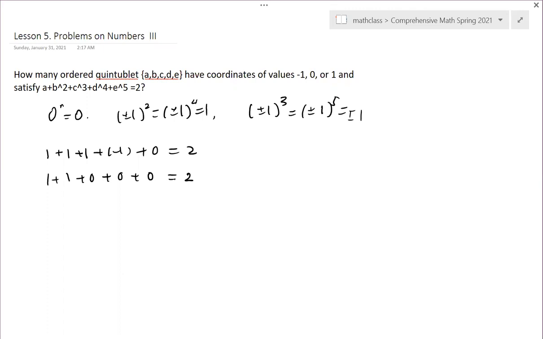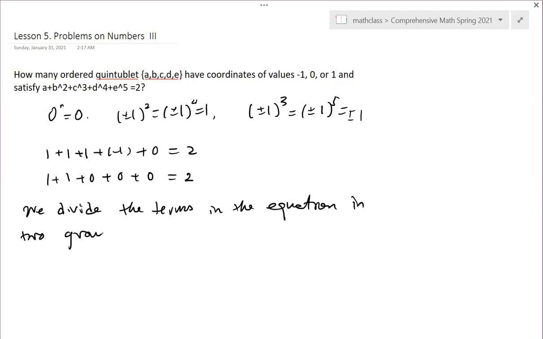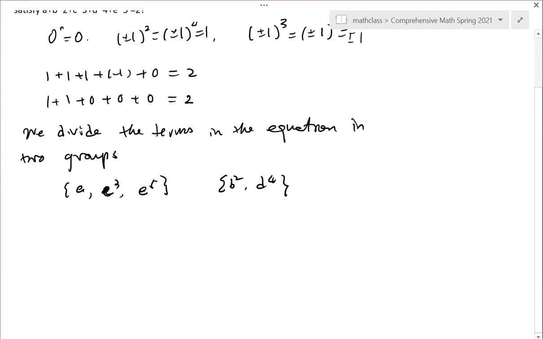So we divide the terms in the equation into 2 groups. The first group is a, c cubed, e to the fifth. The other group, b squared and d to the fourth, always gives you positive or 0. So then you study each case.